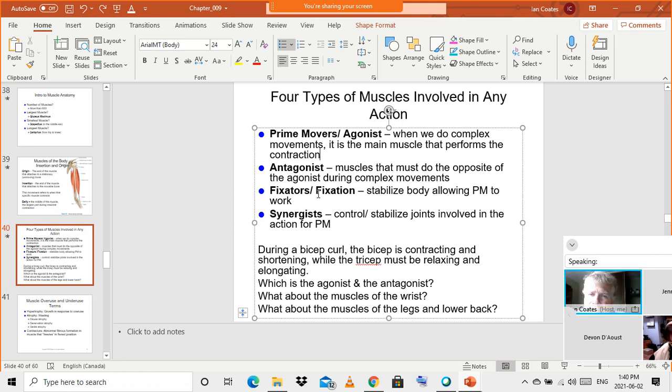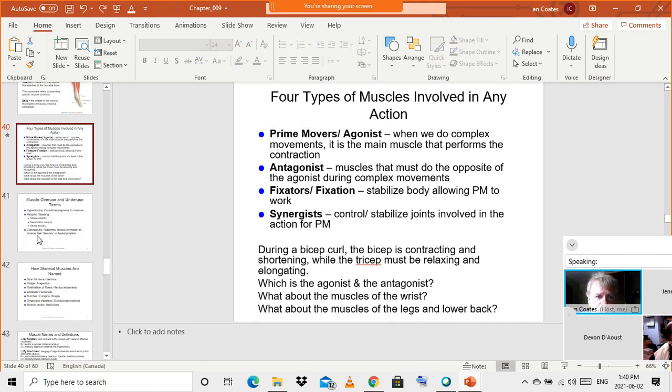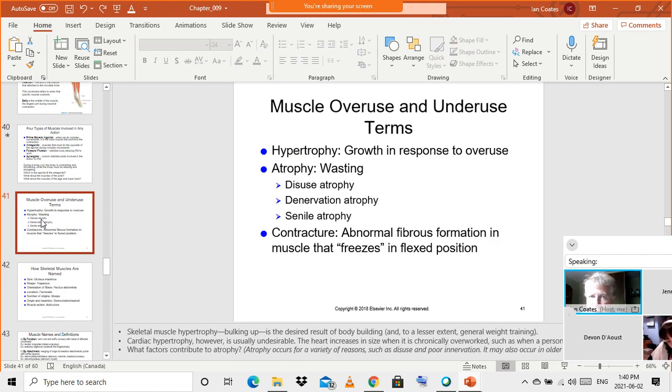Fixators. These are your stabilizers. Synergist. Control stabilizing joints involved in the action. Okay, so we can have a look at these. Follow up with these there in the book. The words are all there. Everything is there. So have a look at it. Just words there for you to know. Great for matching. All right, I love matching. I don't know why, but I do.